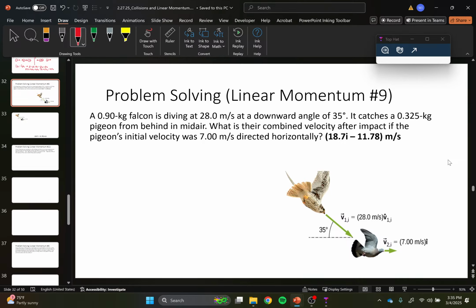So actually, again, we're going to start. Normally I'd say draw a picture, but let's actually get in the habit of asking what are we even solving for? It's always good to have the target in mind before you even do anything else. What are we even solving for in this problem?